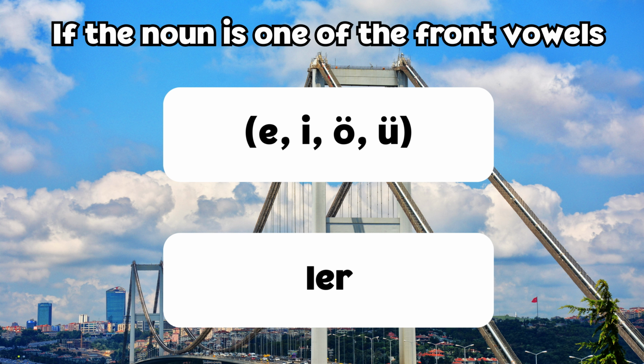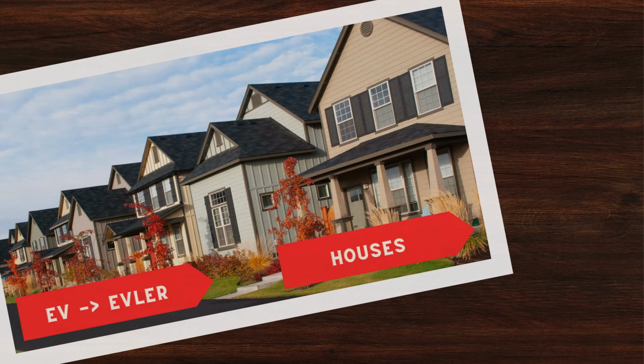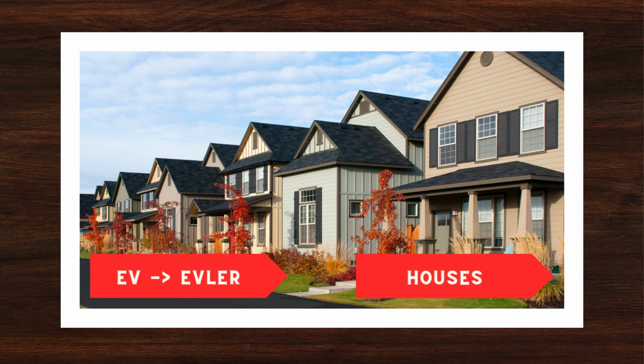If the last vowel in the noun is one of the front vowels, e, i, ö, ü, you use ler. On the other hand, if it is a back vowel, a, ı, o, u, you use lar. Here are some examples. Let's get ready. Ev becomes evler, which is plural for houses.